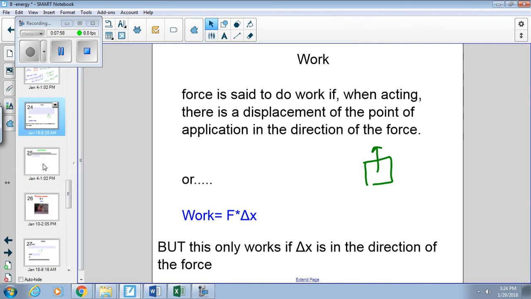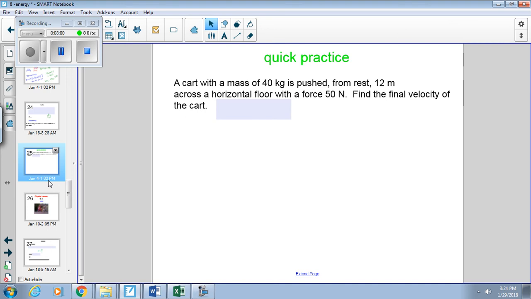Okie dokie artichoke. Let's try this. We have a cart. Let me draw my awesome cart. Sound effects are needed to make an excellent cart. Alright, so here's our cart. It's a horrible looking cart. It looks like a trap from Ghostbusters. But anyways, we're going to deal with it. It has a mass of 40 kilograms. It's pushed from rest 12 meters across a horizontal floor with a force of 50 newtons. Find the final velocity of the cart.